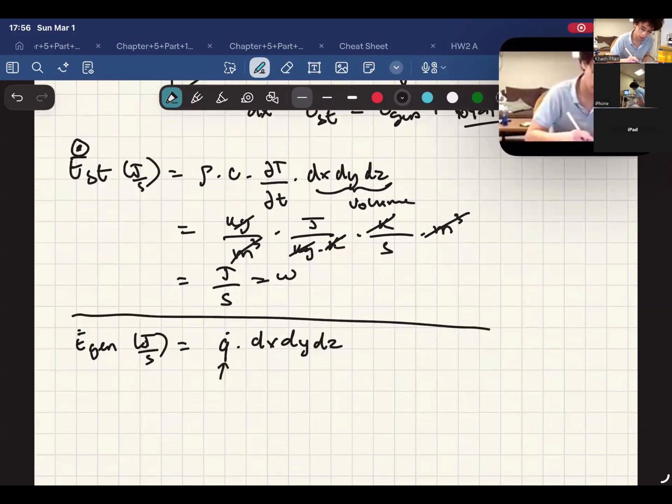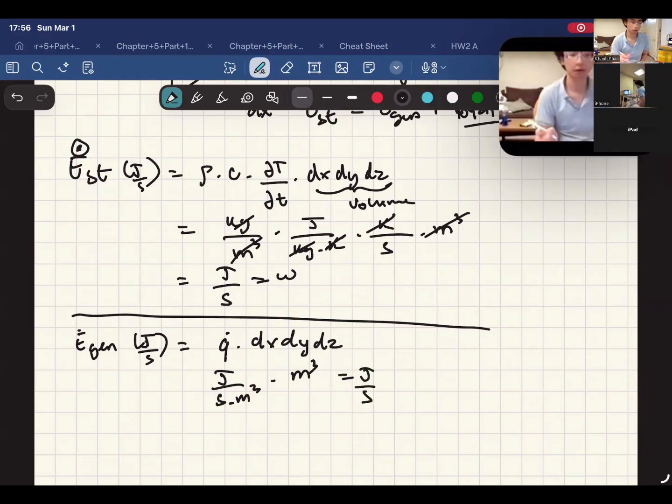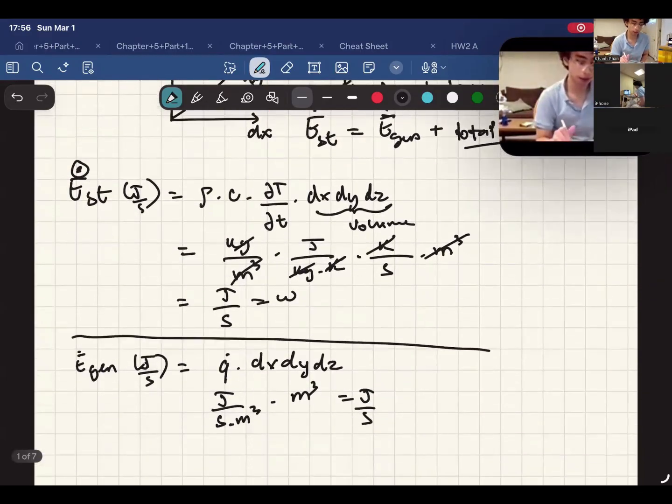And heat flow has the unit of... volumetric heat flow, I'm sorry, I made a mistake. It's actually volumetric heat flow. So it's going to be joules over second over meters cubed, times meters cubed. So we have joules over... don't forget we're still talking about time here.